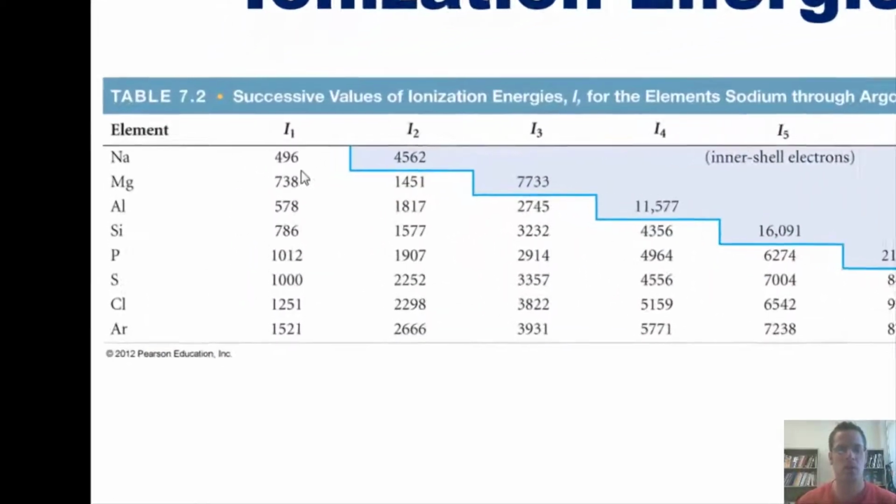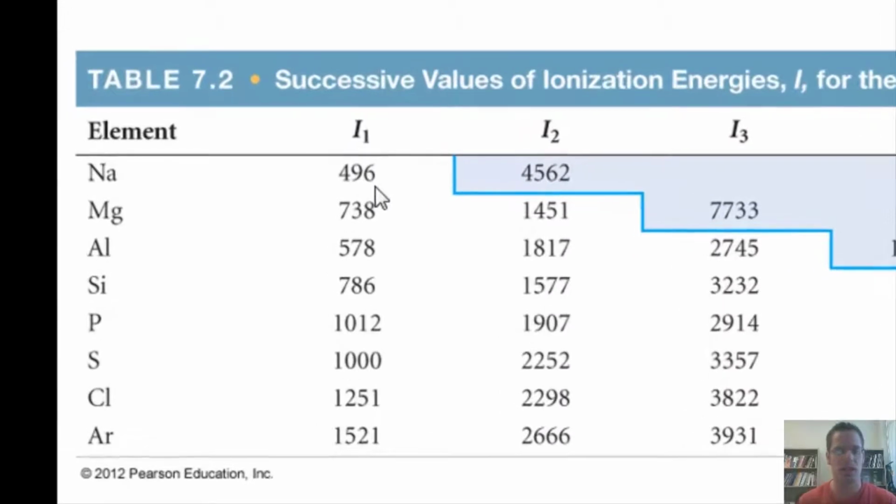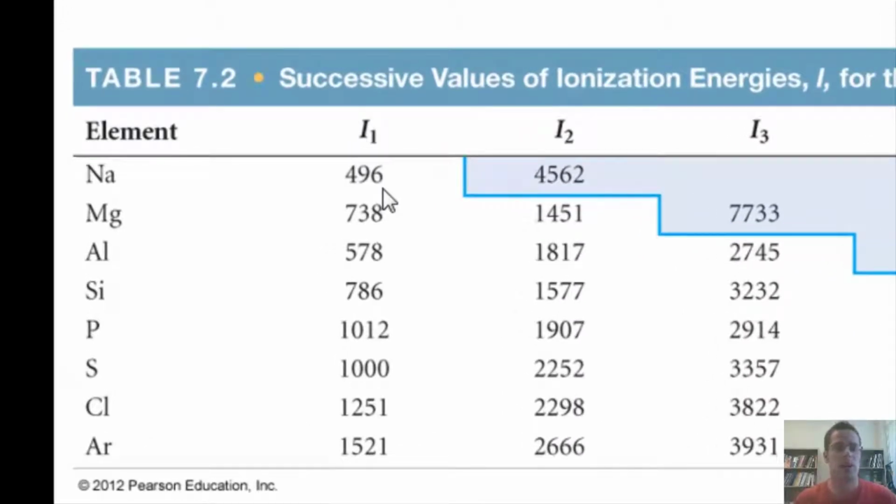Sodium, for example, you'd imagine, would want to give up its first electron because it wants to be isoelectronic with neon. But it still takes energy to remove that first electron. In fact, it takes 496 kilojoules to remove that single electron from a mole of sodium. At that point, sodium now feels like neon.